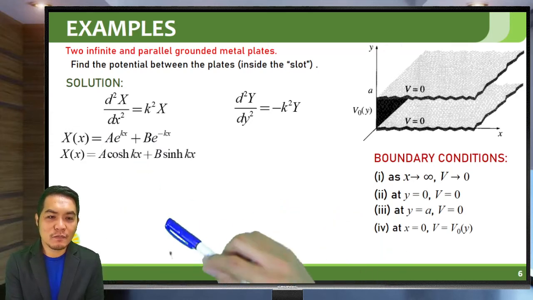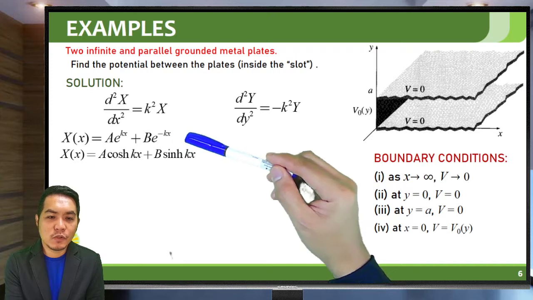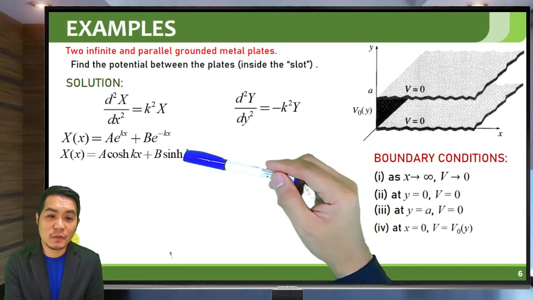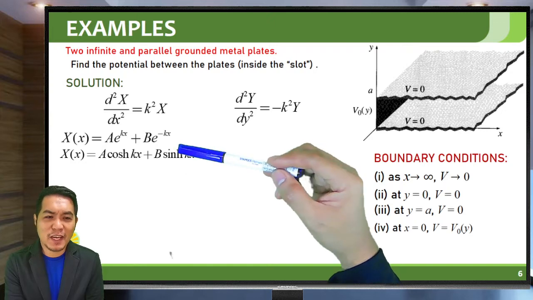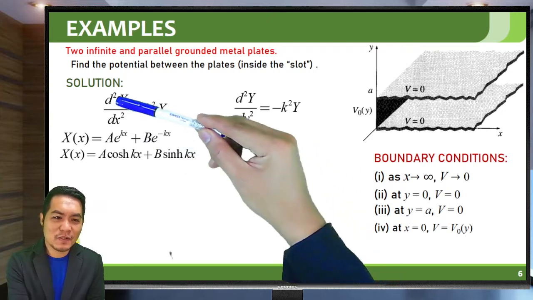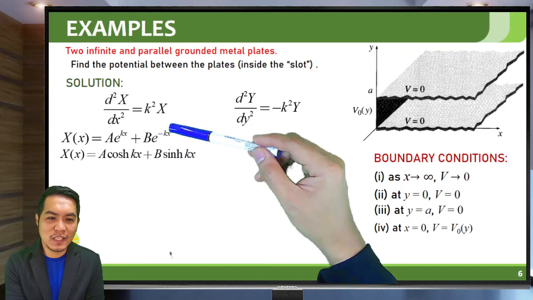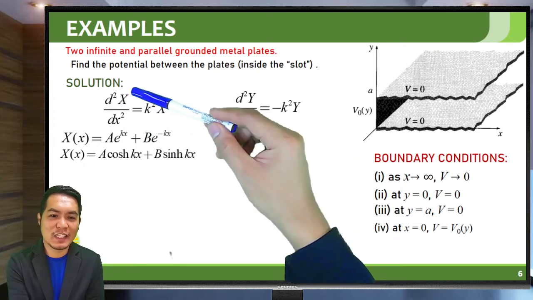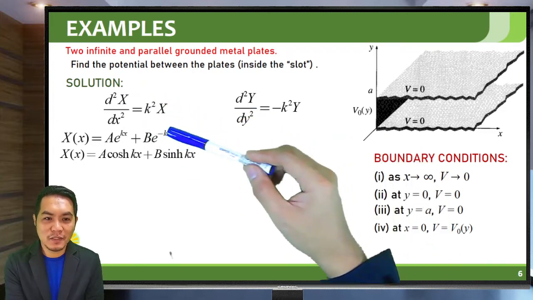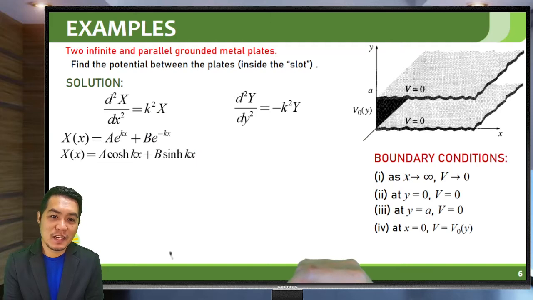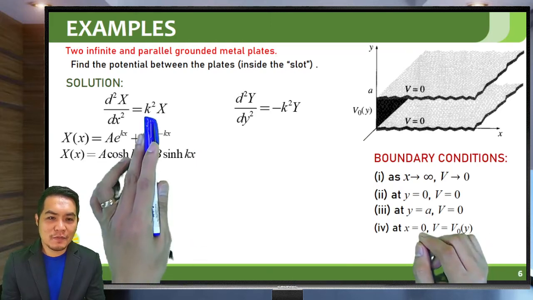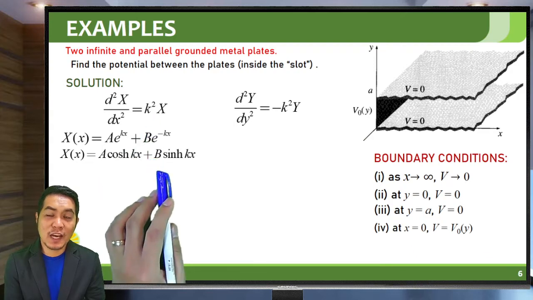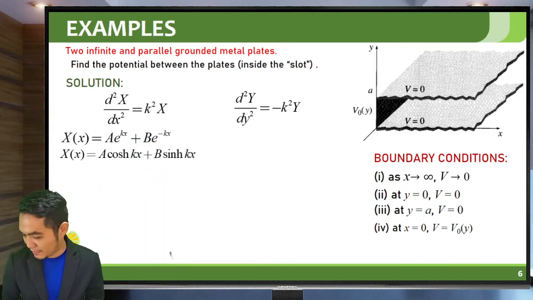Take note that these two are solutions. Any of the two are solutions to this equation. You can verify or check it for yourself. You substitute these two solutions in that equation, and you will notice that you will satisfy this equation. So if you have a positive k squared here, the solutions are hyperbolic cosine.